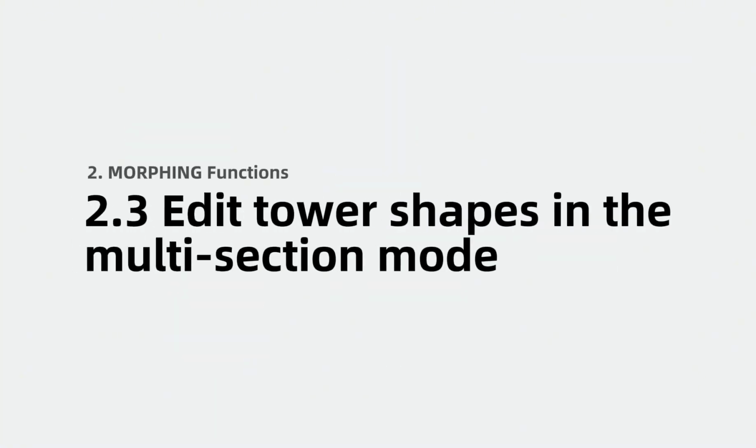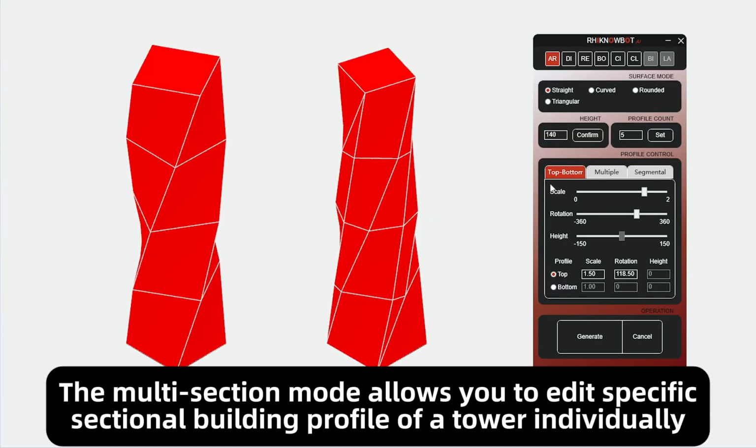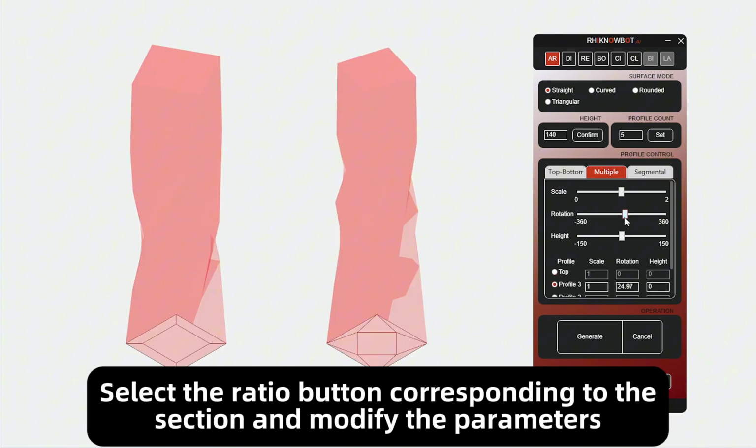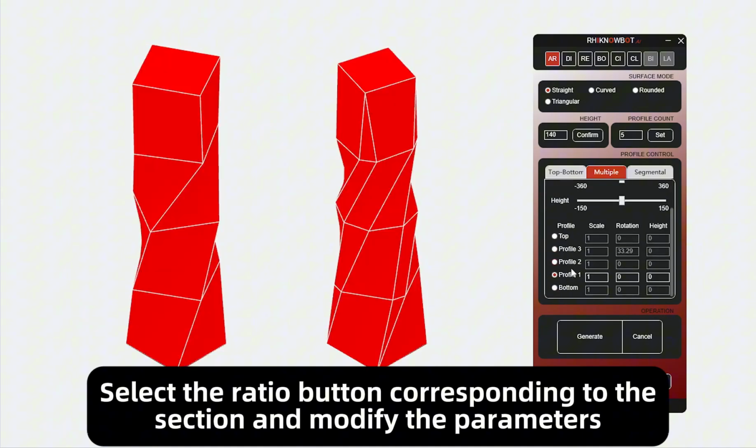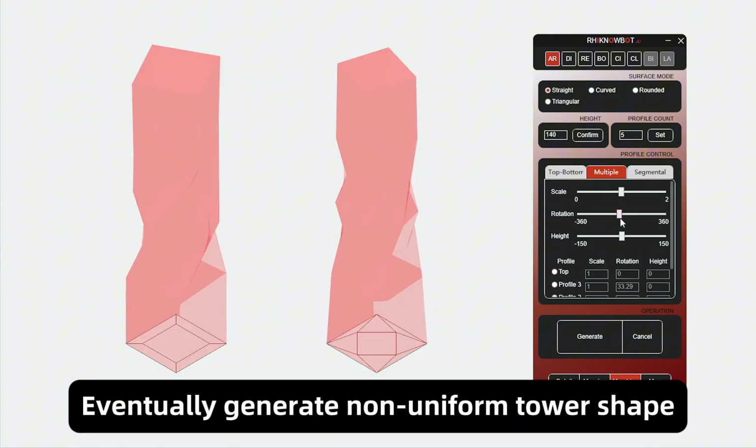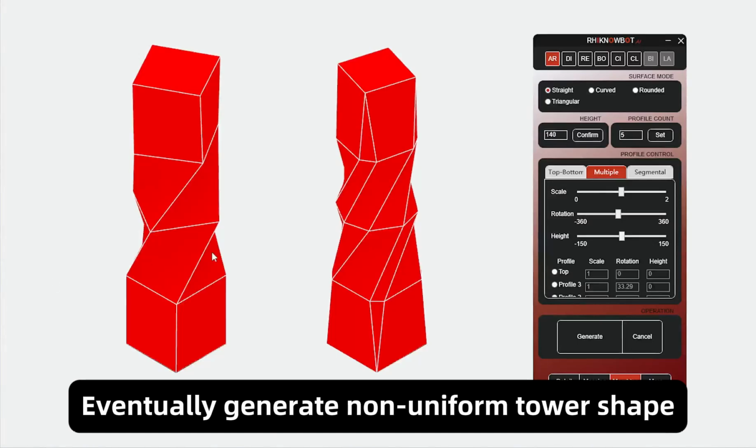Edit tower shapes in the multi-section mode. The multi-section mode allows you to edit specific sectional building profile of a tower individually. Select the radio button corresponding to the section and modify the parameters. Eventually generate non-uniform tower shape.